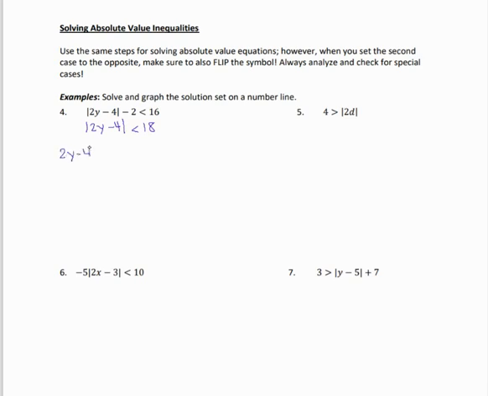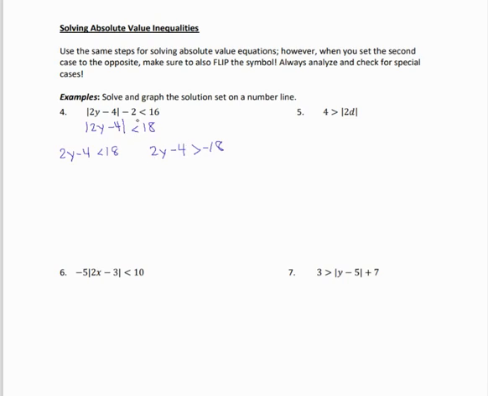2y minus 4 is less than 18 is one case. And my second case is going to be that it is greater than negative 18. So notice here, when I changed the second case to the opposite sign, I also changed the inequality symbol. That's because when we multiply or divide through by a negative 1, it has to flip the symbol. So here are my two cases.